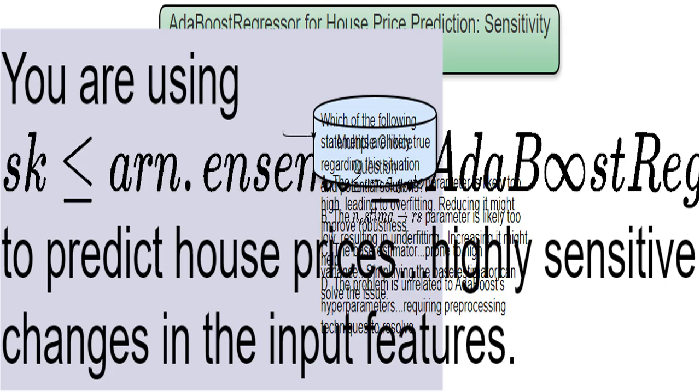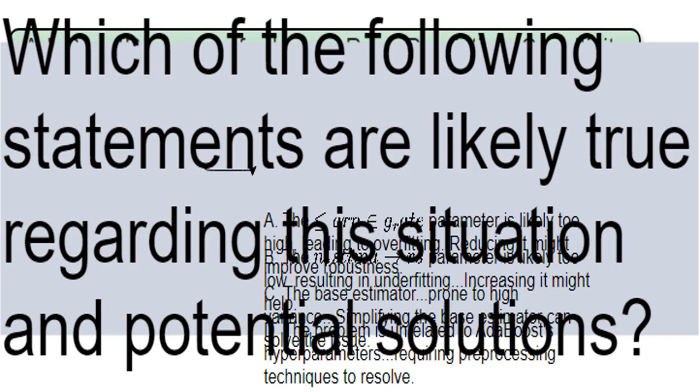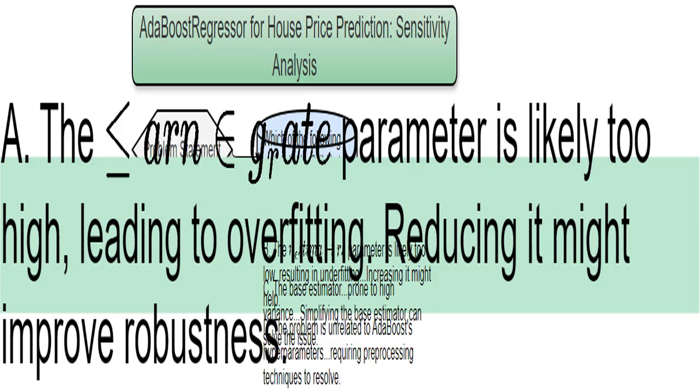I have some options to explain this sensitivity problem, and I need to identify which is correct. This is a multiple-choice question aiming at identifying which statements accurately diagnose the model's sensitivity and how to solve it. Option A suggests that my model is learning the training data too well, overfitting, because the learning_rate, which controls how much each weak learner contributes, is set too high. Lowering it could make the model less sensitive to small input variations.